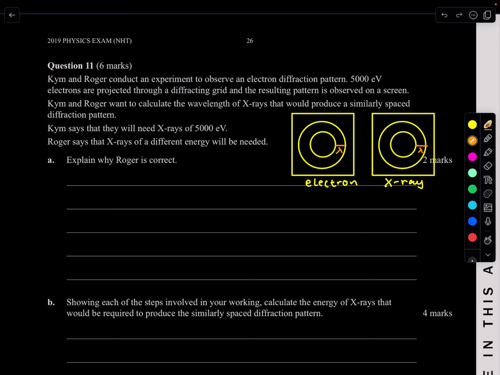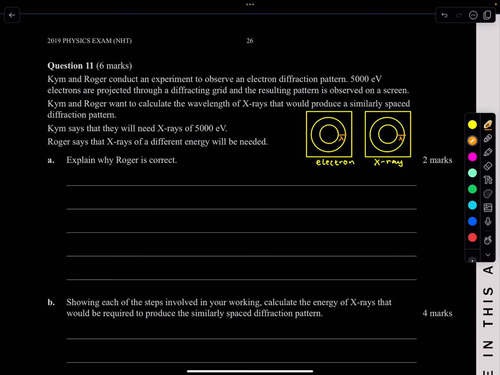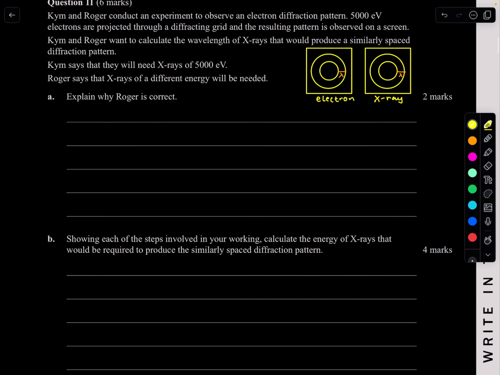Explain why Roger is correct. Roger is correct because they're going to have different energies. All we need for them to have the same diffraction pattern is that the wavelength and the momentum must be the same, but the energies are going to be different. So that's all we need to summarize.